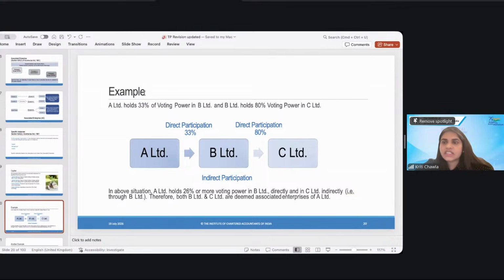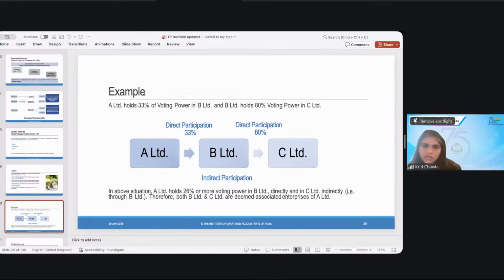Okay, so looking at this particular example, it talks about A, which holds 33% of voting power in B Limited, and B Limited holds 80% voting power in C Limited. Now, because A Limited holds direct participation in B Limited, 33%, A Limited holds 26% or more voting power in B Limited directly. This is the reason A is associated to B.